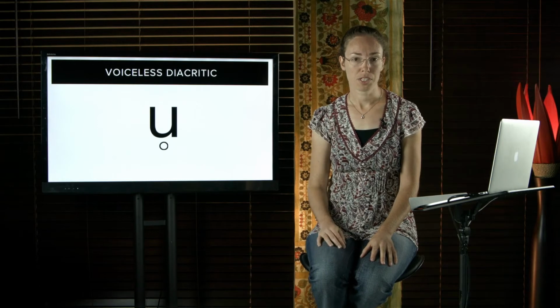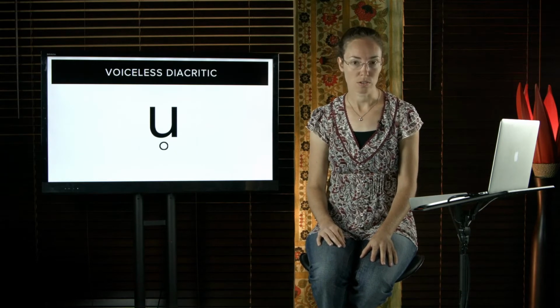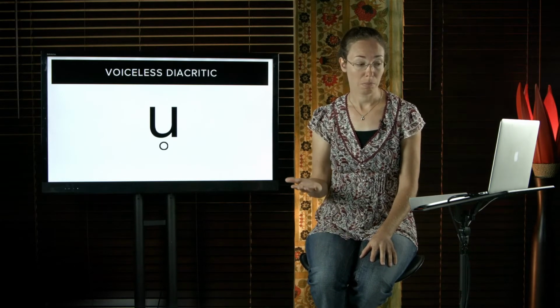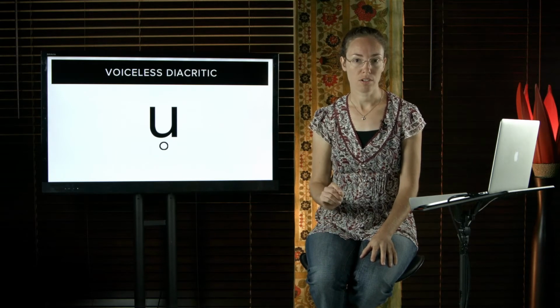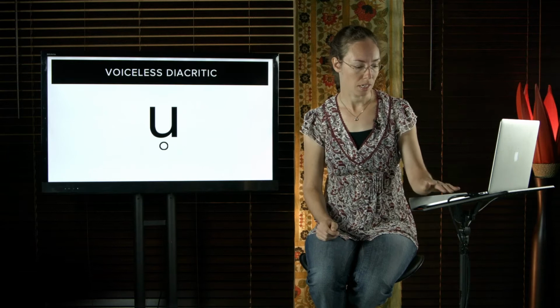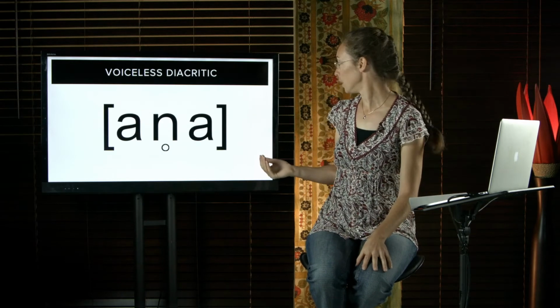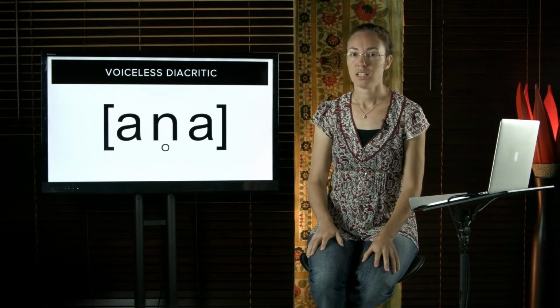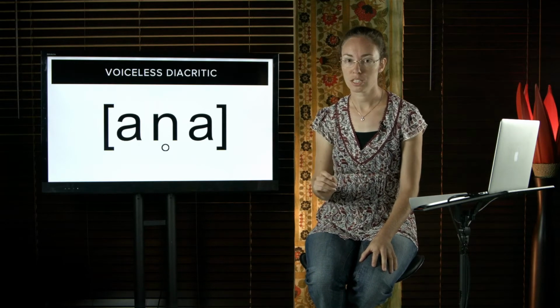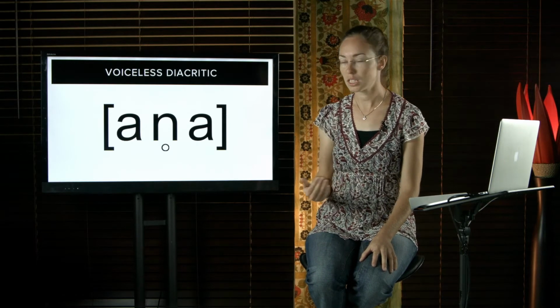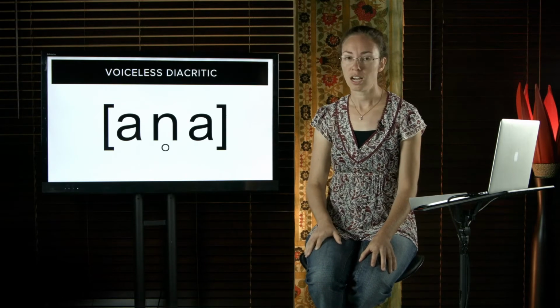Some other languages have voiceless nasals, laterals, or rhotics. Burmese has voiceless nasals. We use the voiceless diacritic under the symbol for the particular sound. So for example, in this slide here, the n in the middle with a circle under it represents a voiceless alveolar nasal. So this sequence here would be pronounced ah-ha.